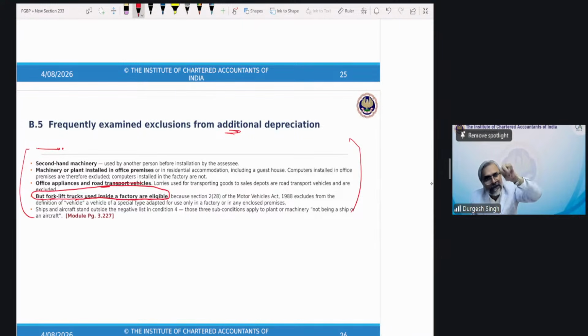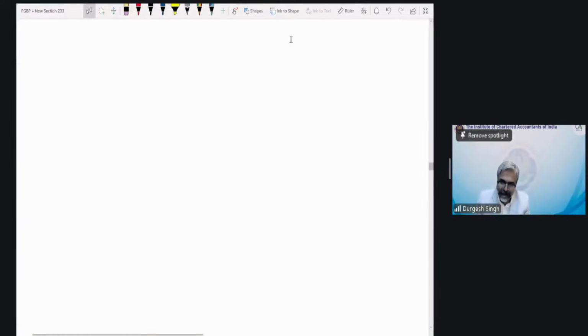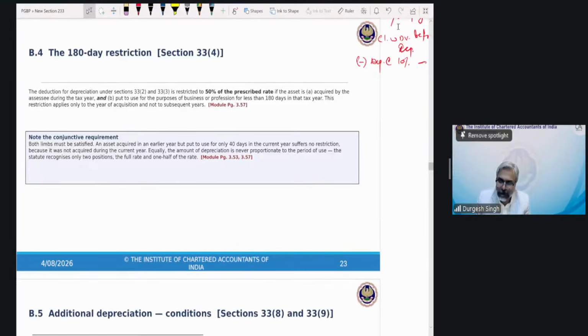So if you have purchased those, will it be eligible for additional depreciation? The answer is yes. It is not your road transport vehicle. Road transport vehicle versus forklift trucks are different, and therefore they will be eligible for additional depreciation. The answer is yes. 20% is the rate. I hope that all of you are clear with this one, students.